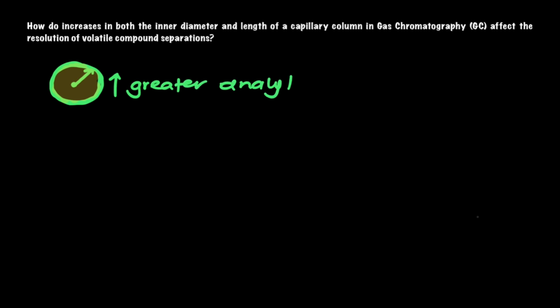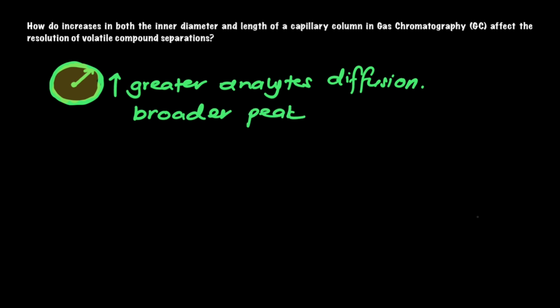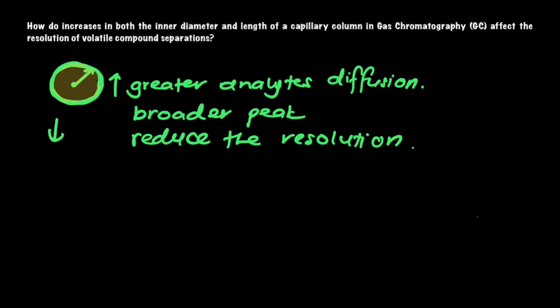analyzed diffusion. So this will end up with you having a broader peak, as well as it will reduce the resolution. Because the interaction between your sample and your stationary phase is lower, it will cause them to have poorer separation.